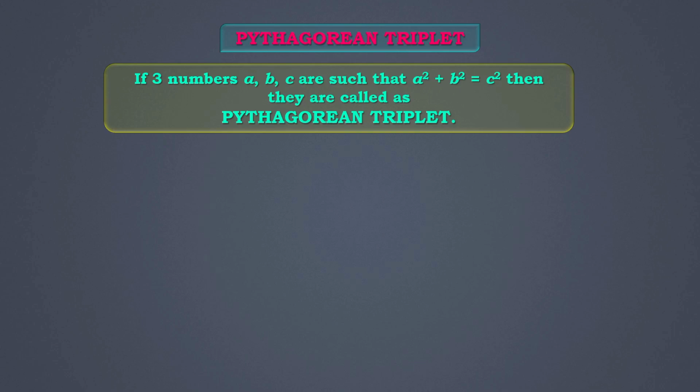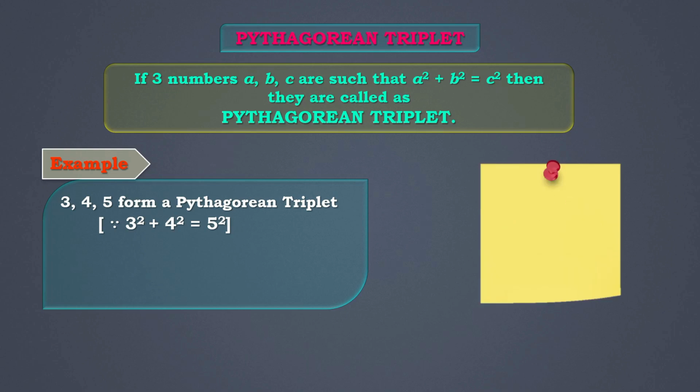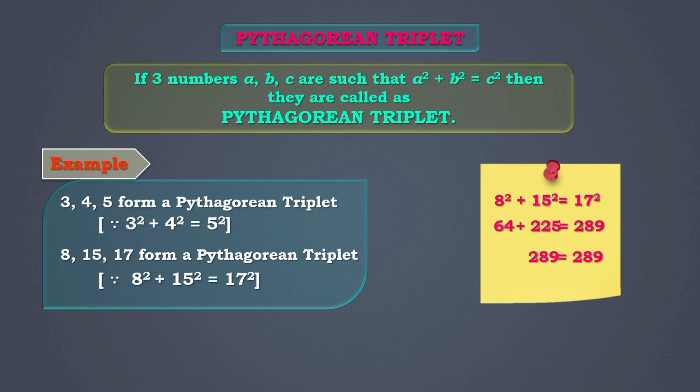Let us look at an example. 3, 4 and 5 form a Pythagorean triplet. 3 square plus 4 square equals 5 square. Another example is 8, 15 and 17. 8 square plus 15 square equals 17 square. So whenever this condition is satisfied, the numbers form a Pythagorean triplet. Try to check this condition for other numbers as well. Let us move ahead and practice more examples together.